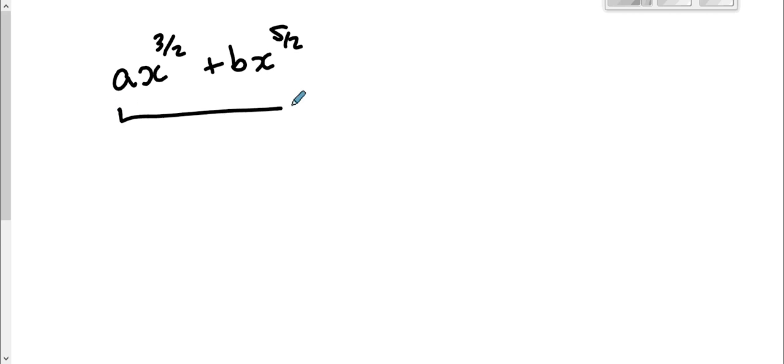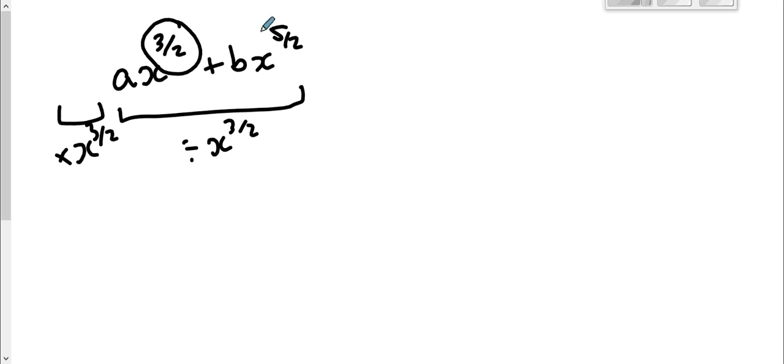Now, let's look at a slightly more awkward example. Let's say you had ax to the 3 over 2 plus bx to the 5 over 2. Again, it doesn't look like these are going to factorize, but both of these are actually divisible by x to the 3 over 2, as long as you compensate by doing that. So if you've got two fractional powers here, or two powers of any kind, you can factorize out the smaller one. 3 over 2 is smaller because that's 1.5. 5 over 2 is 2.5, that's the larger one.